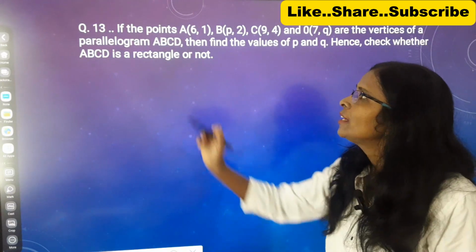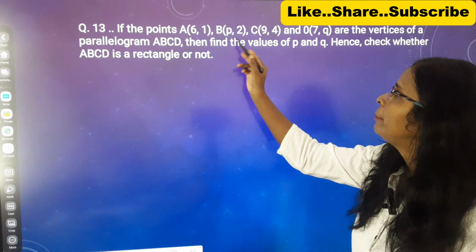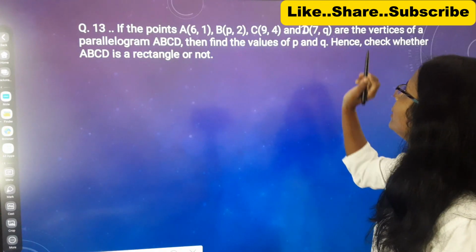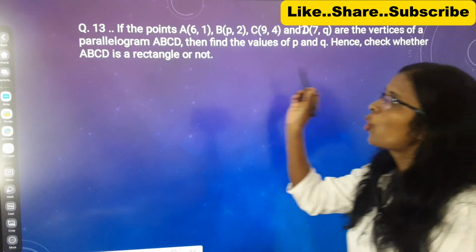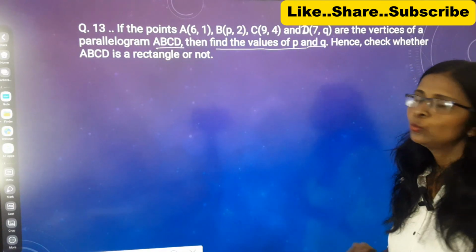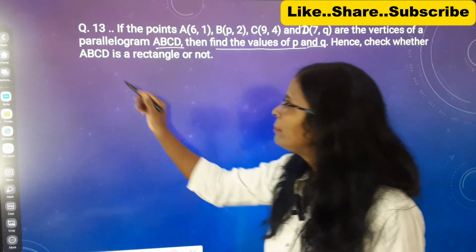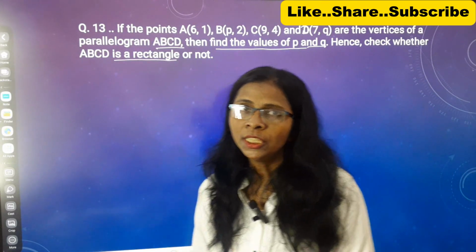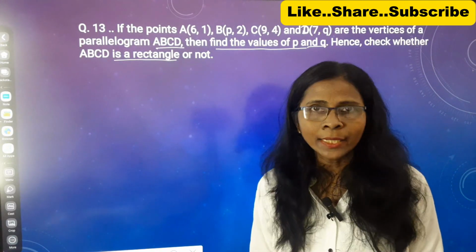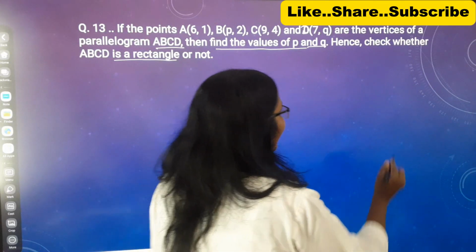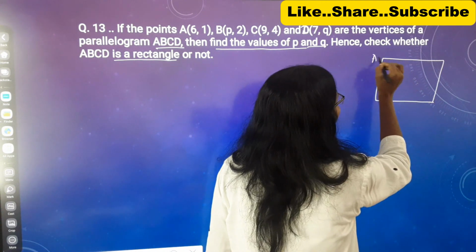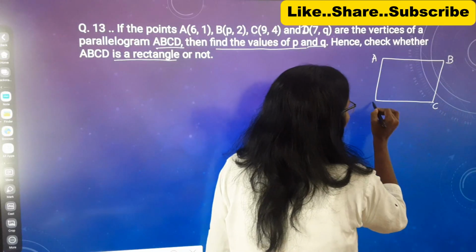Question 13, students. If the points A (6, 1), B (p, 2), C (9, 4) and D (7, q) are the vertices of the parallelogram ABCD, then find the values of p and q. Hence, check whether ABCD is a rectangle or not. Here the given is that the quadrilateral ABCD is a parallelogram. So here, students, if you draw the parallelogram, then A, B, C, D.